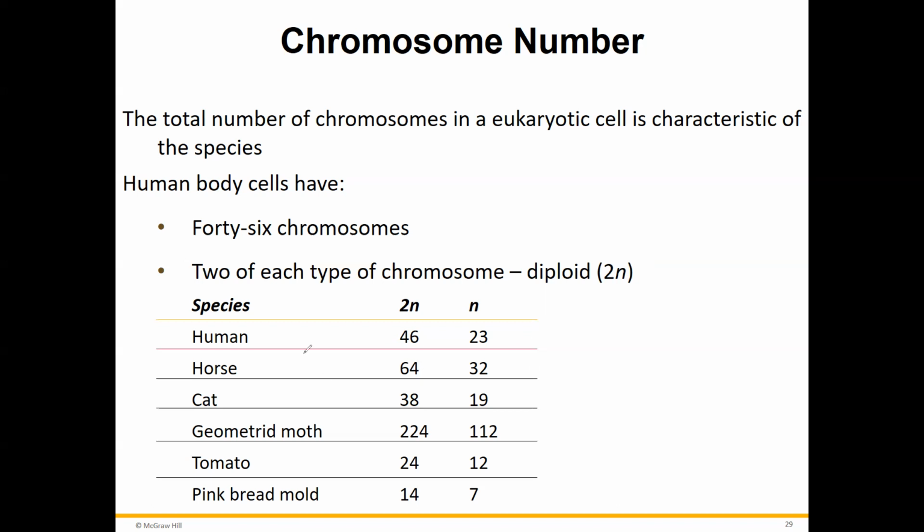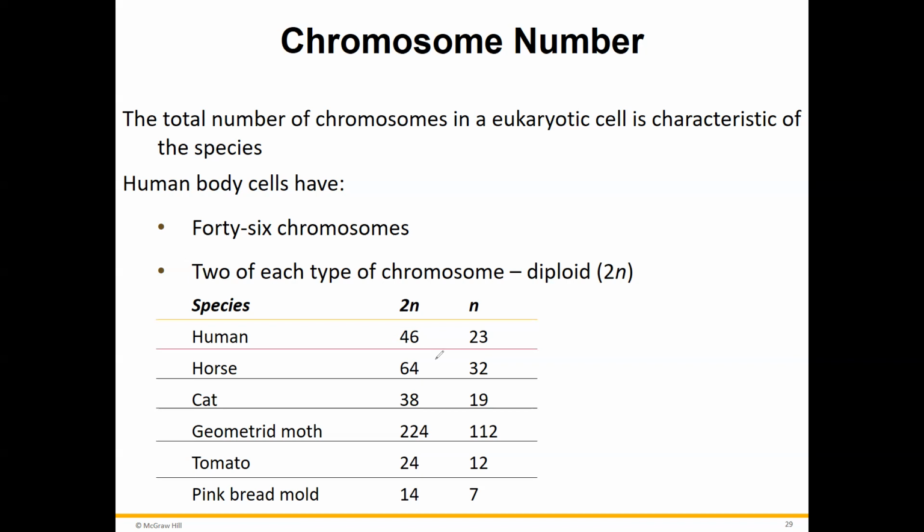So I found some species here with some chromosome information. Indeed, humans have 46, but look at a horse. So immediately you're like, holy cow, they have 20 or 18 more chromosomes than we do.